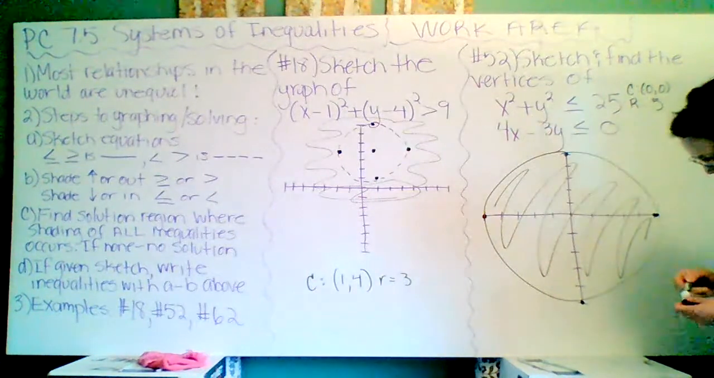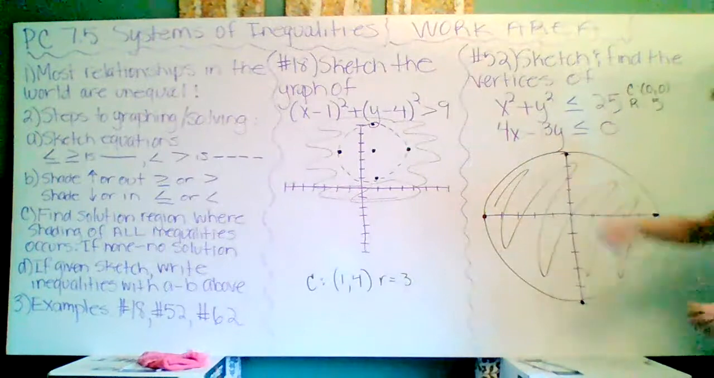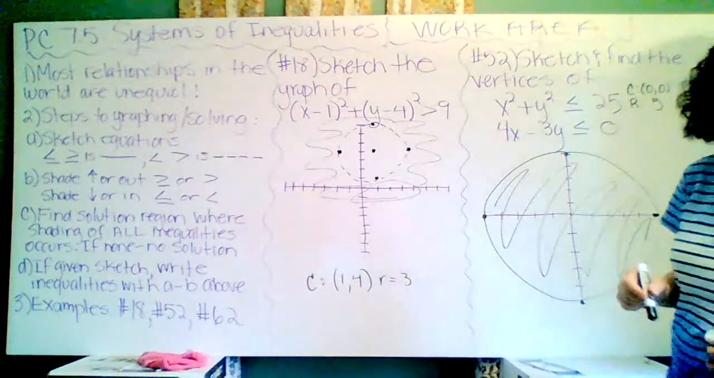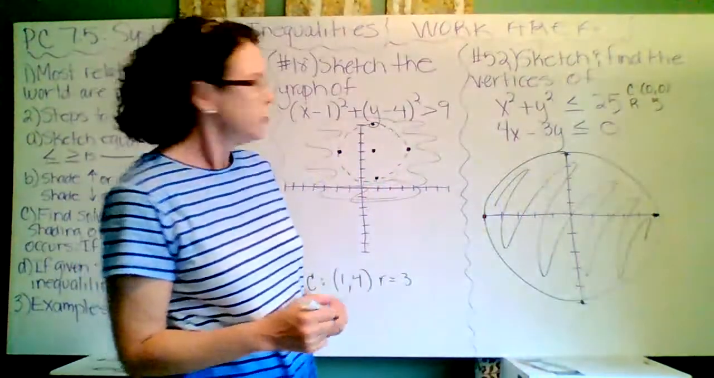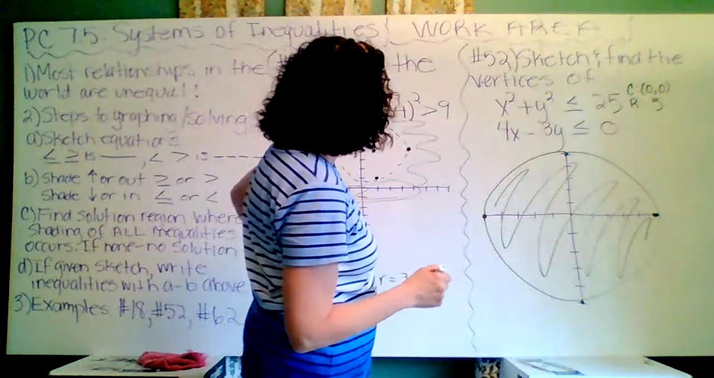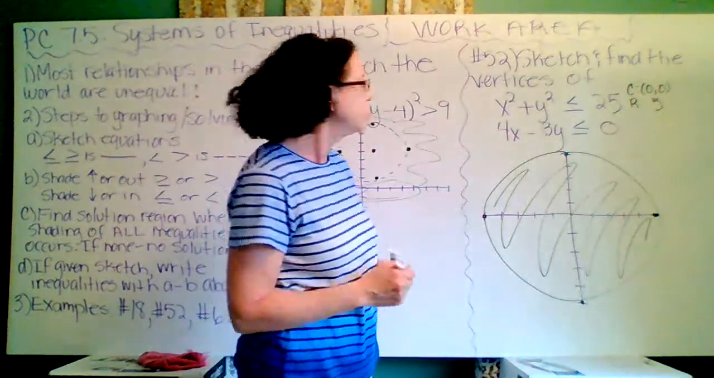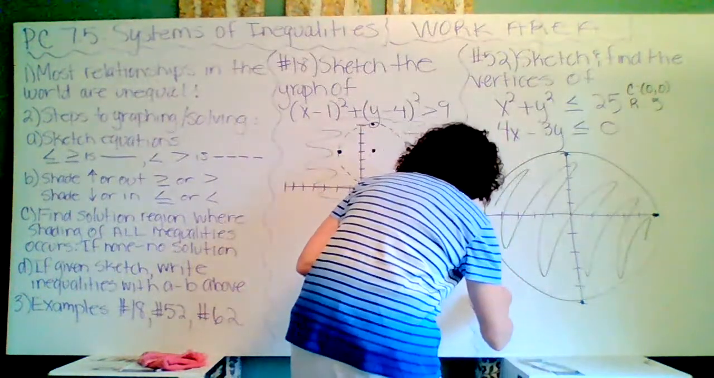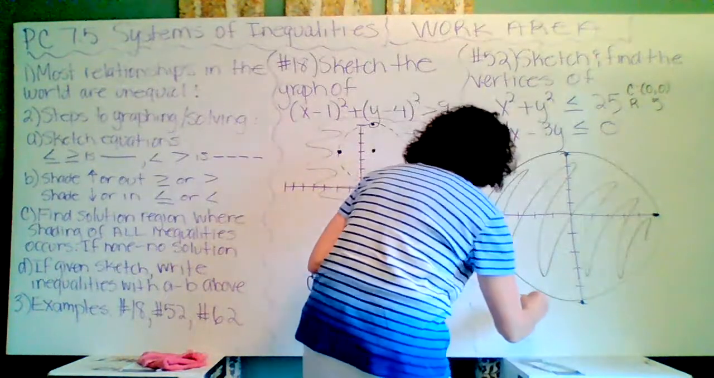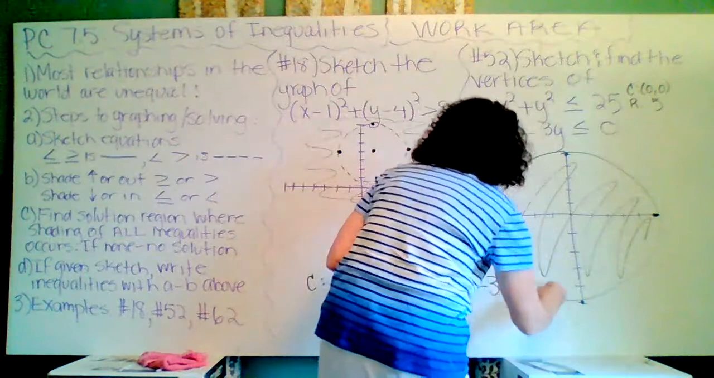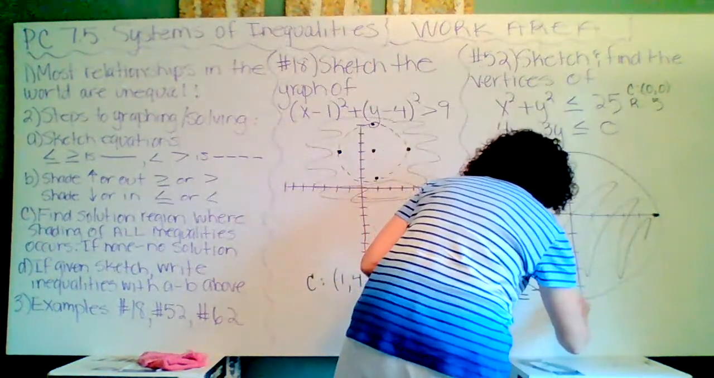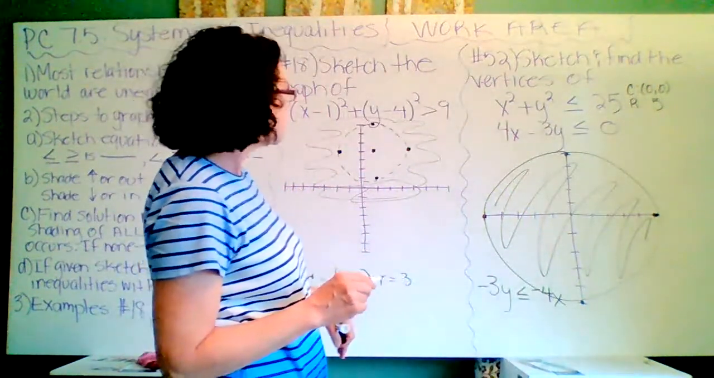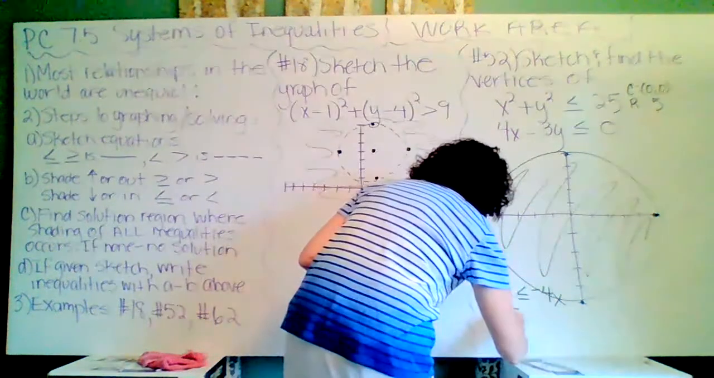Make this inequality true. Let's also graph 4x minus 3y is less than or equal to 0. This is obviously the equation of a line. So what I'm going to do is write the equation of that line. Let's see, I'm going to work to get the y alone, right? We're pretty good at that. So I'm going to subtract 4x from both sides. And I have negative 3y is less than or equal to negative 4x. And I'm going to divide both sides by negative 3.